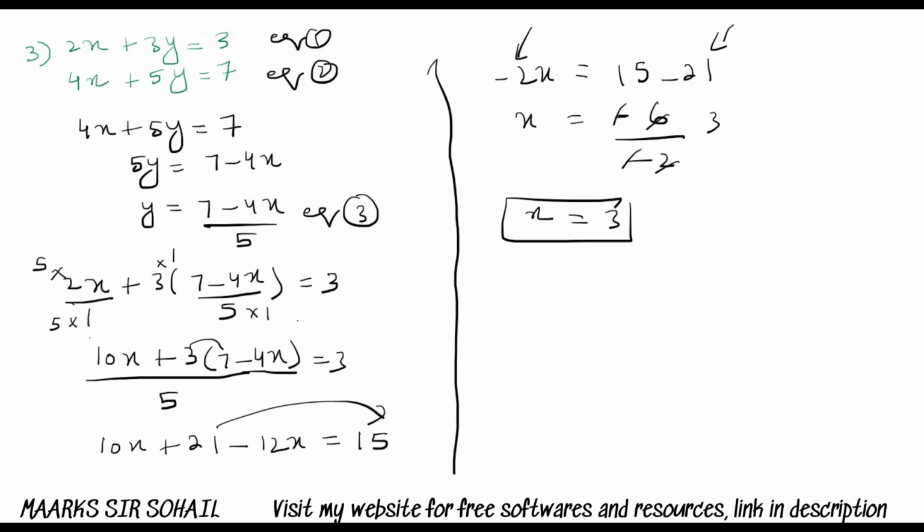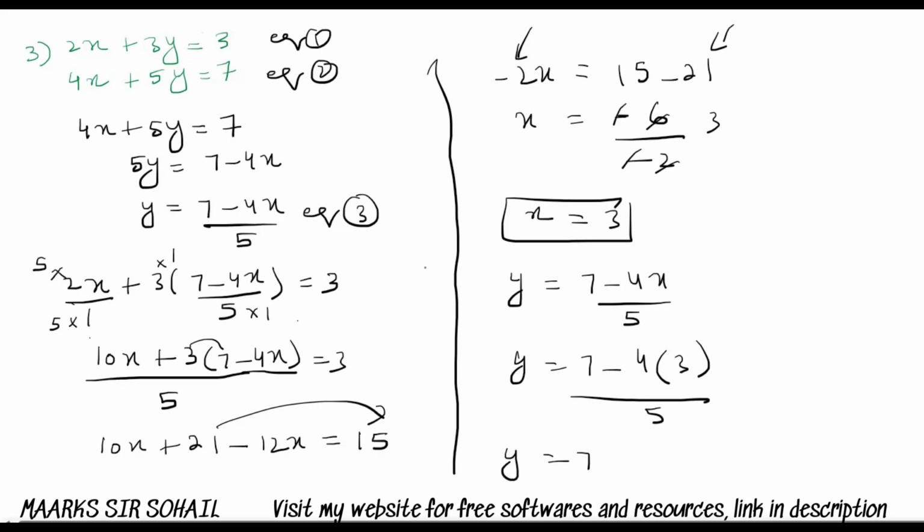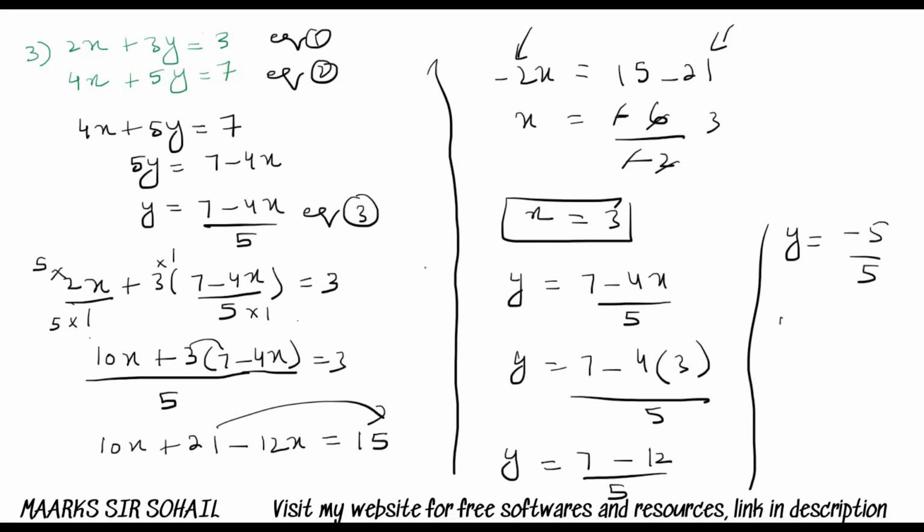I'll put this value in equation 3 here. Just for your convenience, I'm rewriting this equation 3, so you know where I'm putting the value. So y is equal to 7 minus 4, and in place of x I'll write 3, upon 5. So y is equal to 7 minus 4 threes are 12, upon 5. So y is equal to 12 minus 7 gives us minus 5. So minus 5 upon 5. So y is equal to, this will cancel, minus 1.